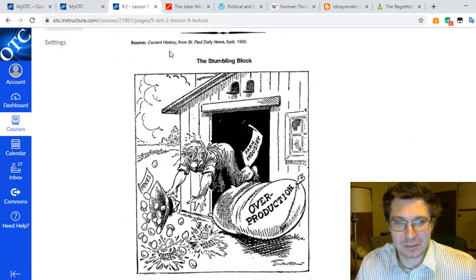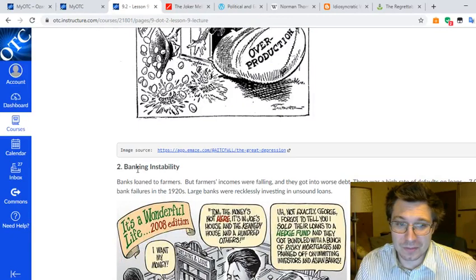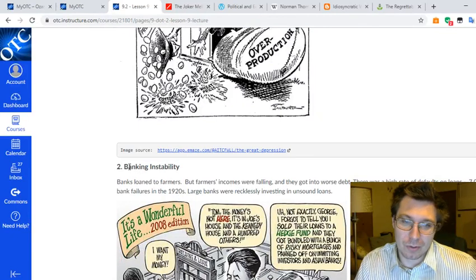And this is a political cartoon showing farmers having a bad time with overproduction during the Great Depression. This came out in April of 1930. You see, cotton prices falling, wheat prices falling. This farmer's not having a good time. So that was one problem, one cause of the Great Depression was overproduction.